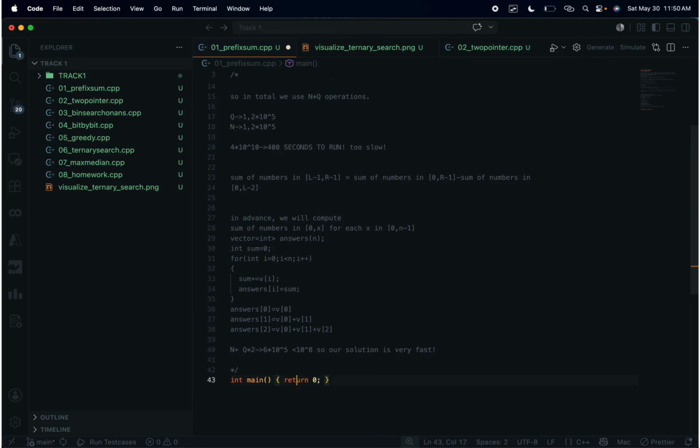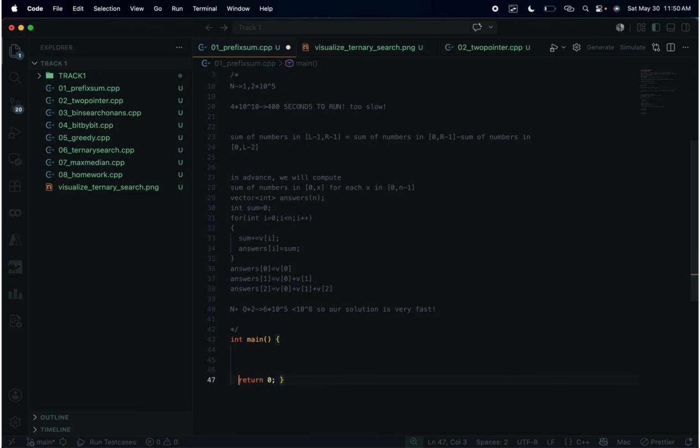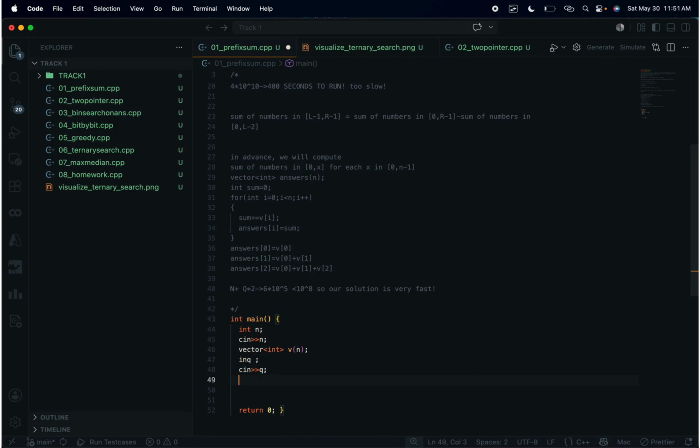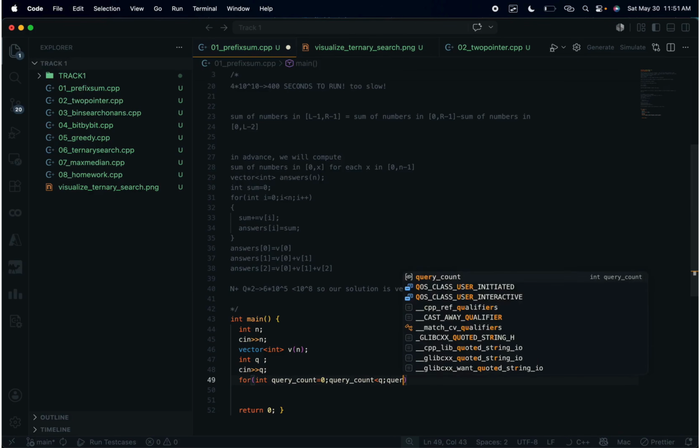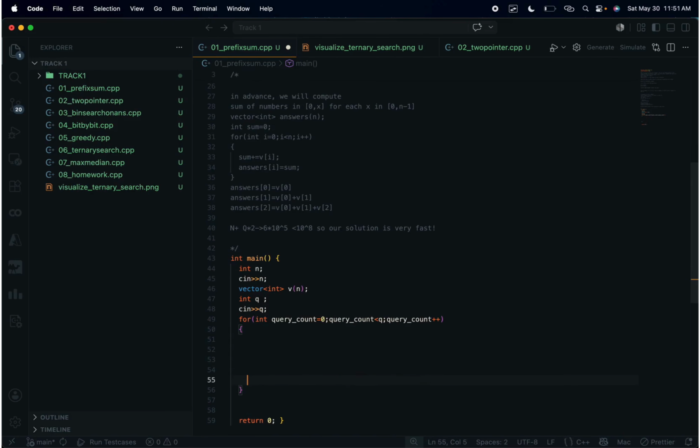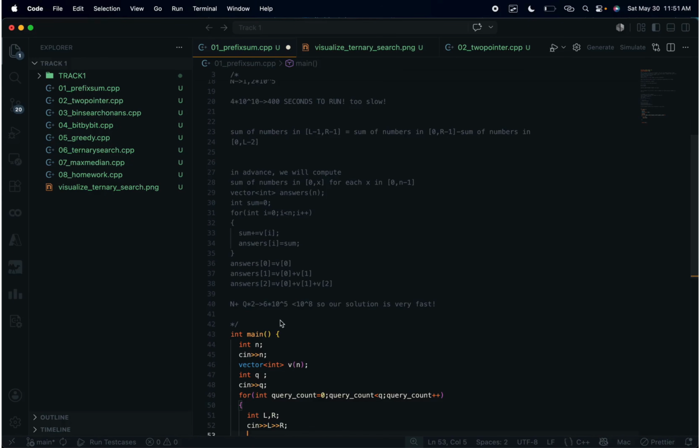Right. So we'll see one trick which we can use to implement this. First we will input the array and input the number of queries, and for int query count equal to 0, query count less than q, query count plus plus. Here what we do is we input the lower and upper bounds of our sum. Okay, so we are supposed to compute this answers array, right?